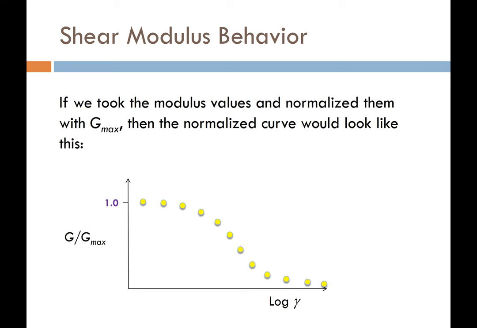So one convenient way that we can represent these curves is if we normalize the secant modulus by the maximum shear modulus. If we normalize it, then instead of saying G max, we just have a value of 1.0, and everything is relative to a value of 1. So these curves then have a special name. We call them modulus reduction curves, and we use these curves when we want to predict what the stiffness degradation behavior of the soil is with cyclic shear strain.